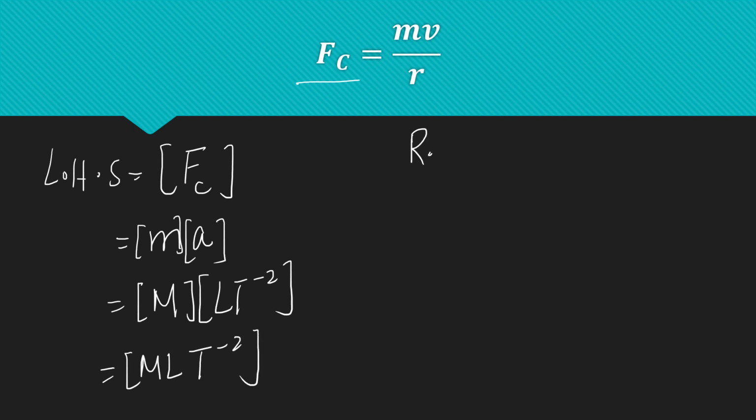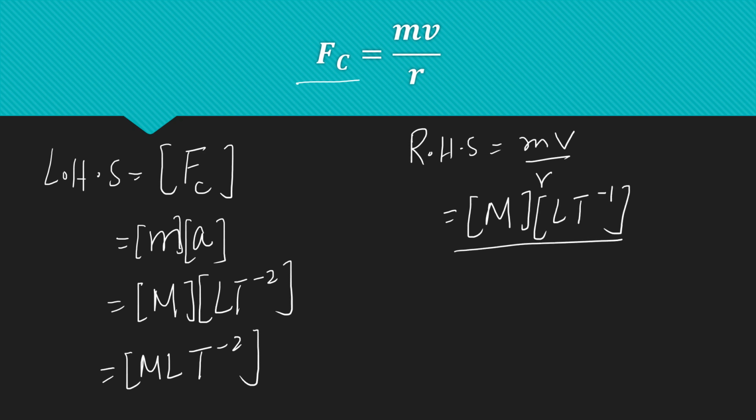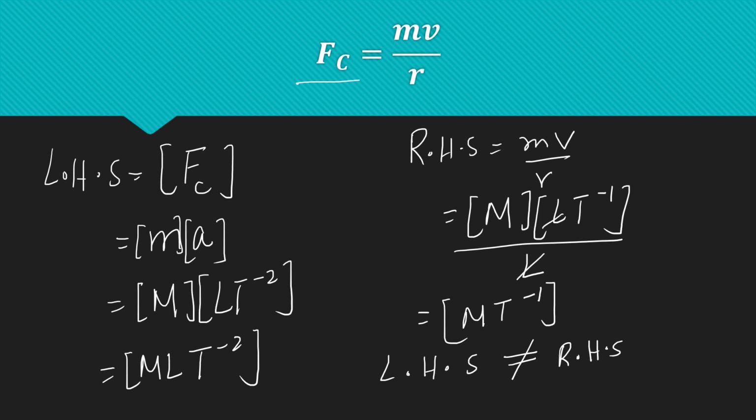Okay, on the right hand side we have m v over r. The dimension of m is M, and v has a dimension L T minus 1, and r has a dimension L. So if I cancel out L by L, the dimension of the right hand side will be M T minus 1, which is not equivalent to the left hand side. So we conclude that the left hand side is not equivalent to the right hand side. It means this equation is not correct, because it is not proving the homogeneity principle.